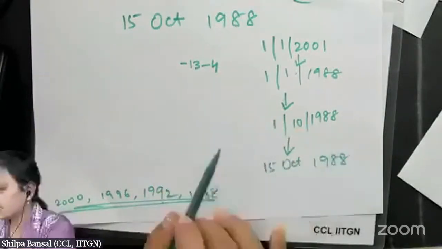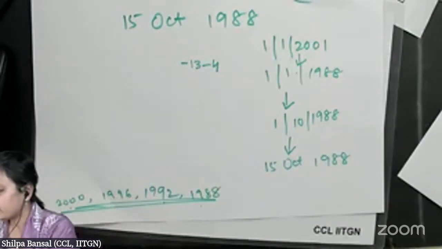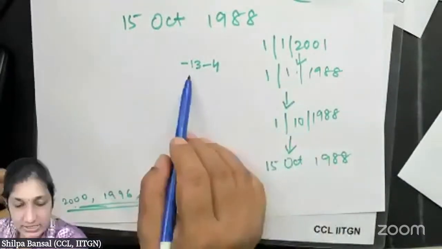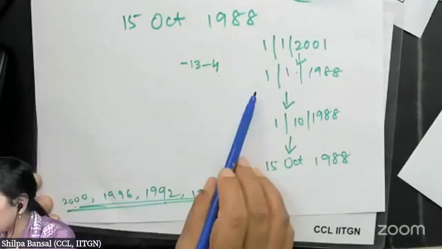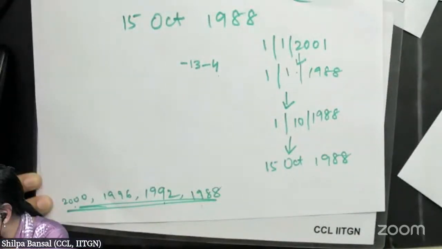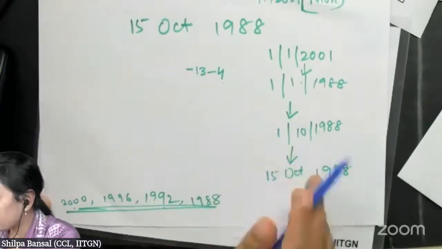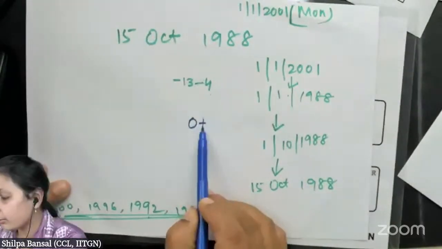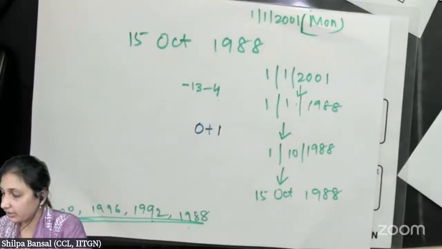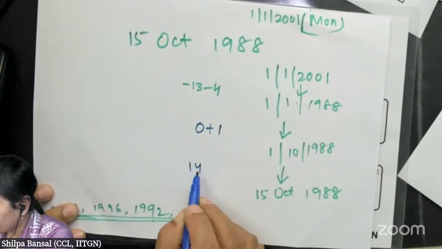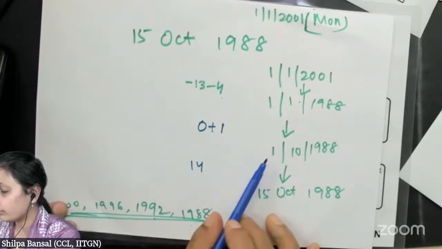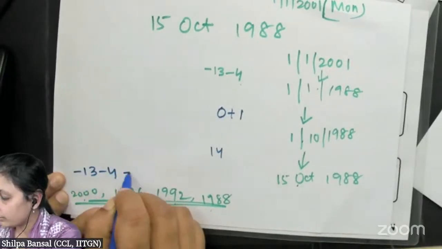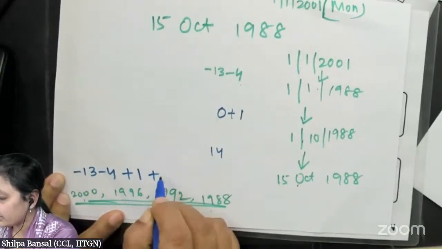And similarly, now you have to go ahead. A little confusing, but we will see. So we have moved this many years back, and then we will move ahead. So here, what is the code? 0, so 0 days ahead. But here again the leap year is added, so 1, and then 14. So from here to here, 14 days ahead we are going. So total is minus 13, minus 4, plus 0, plus 1, and 14.